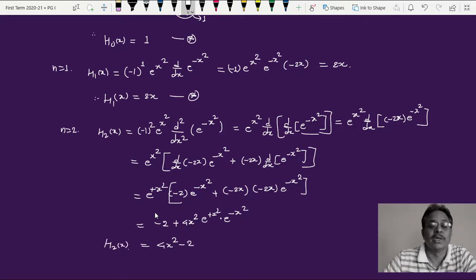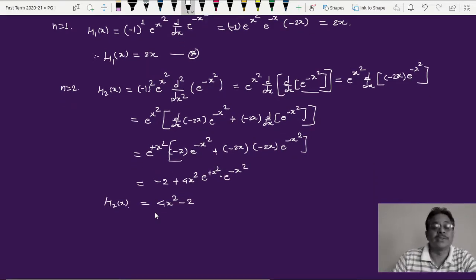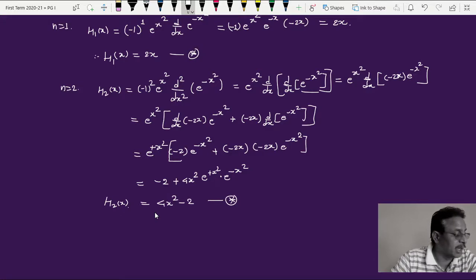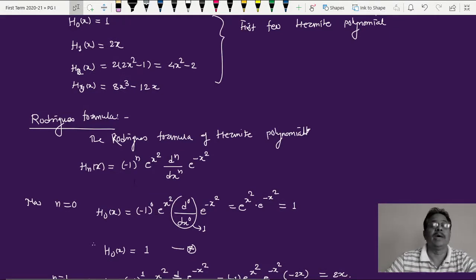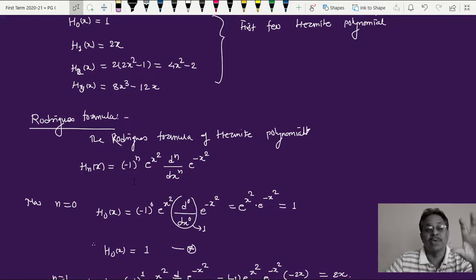So that is how we have obtained all these three members of Hermite polynomial using this Rodrigues formula. From the examination point of view, please remember, this is sometimes asked, and you are not given Rodrigues' formula. Rodrigues' formula is to be remembered for this type of Hermite polynomial. It is given as minus 1 raised to n, e raised to x square, into d raised to n upon dx raised to n, into e raised to minus x square. This is the Rodrigues formula.